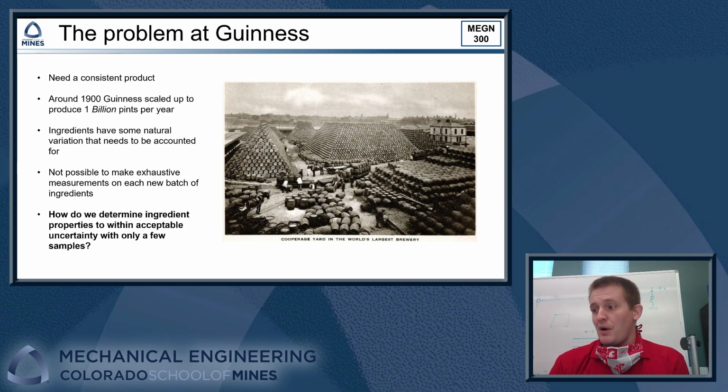Now, it's not possible for them to take all these train cars of barley and hops and test every batch of ingredient really exhaustively to really nail down what the properties of that ingredient are. So what they needed was a way to take a few samples of their ingredients and come up with a good enough estimate of its properties so that they could keep their brewing process within acceptable limits. All right. So that was the motivation behind this technique that William Seeley Gossett came up with.